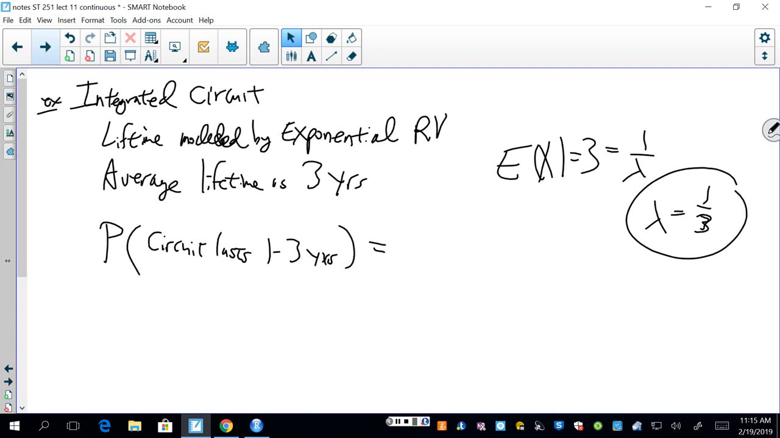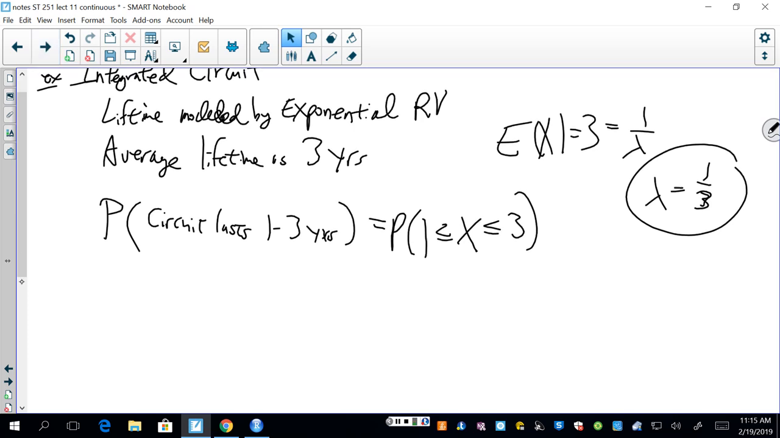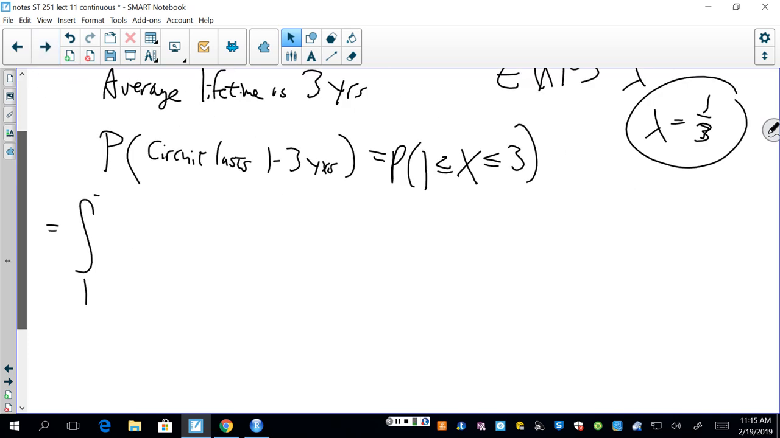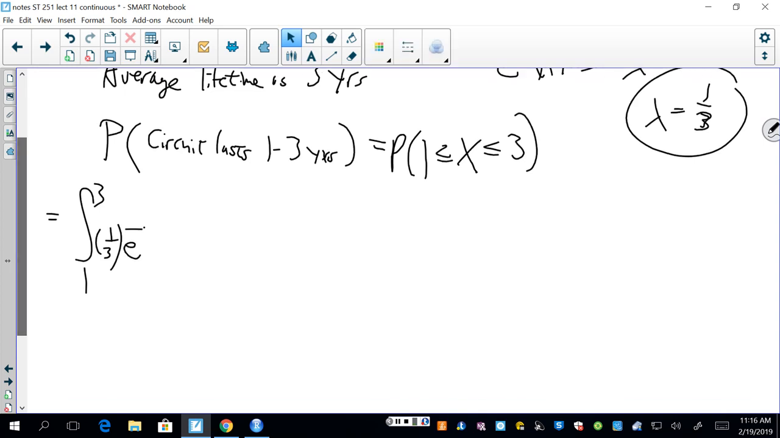And so what we want is the chance that its lifetime is between 1 and 3 years. It could be an integral. We could write down the integral from 1 to 3 of the density, which is now lambda e to the negative 1/3 x.